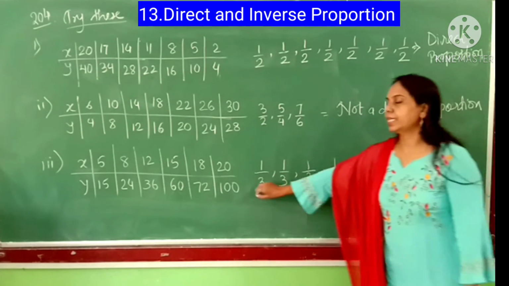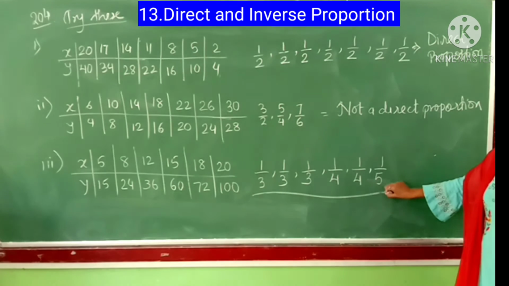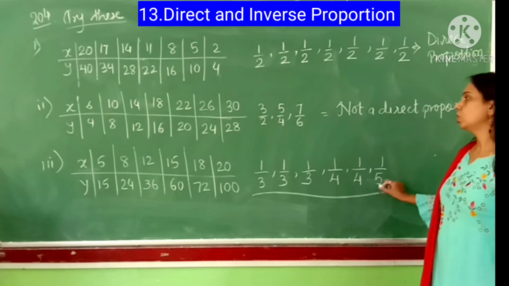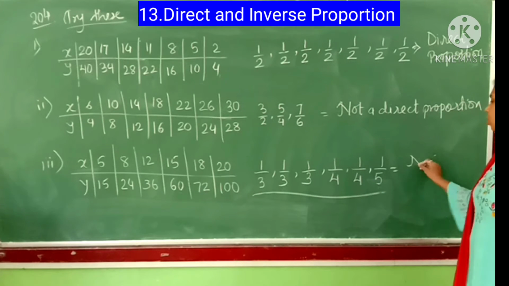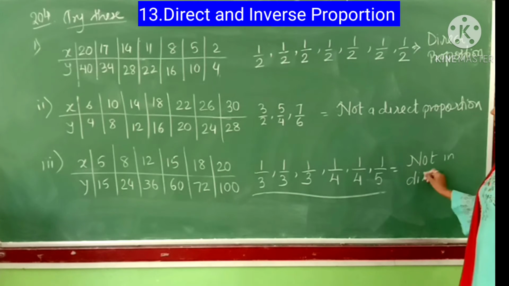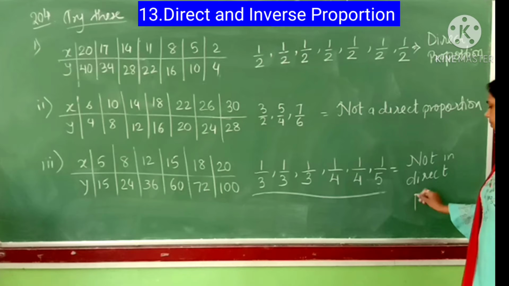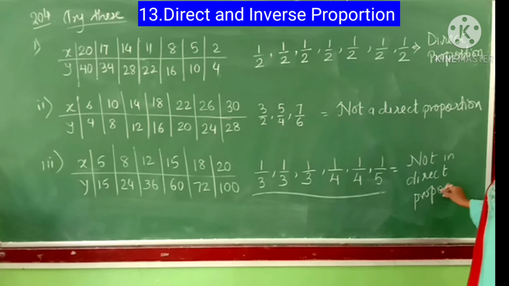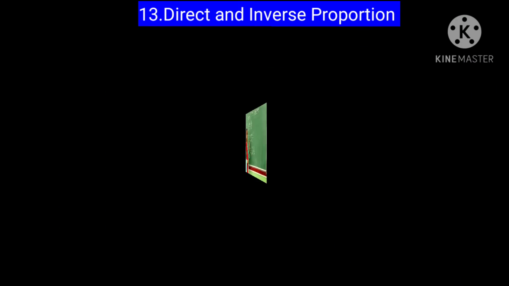Here you can see there are different values for x upon y. So this variation is also not in direct proportion. Okay, let us move to the next example.